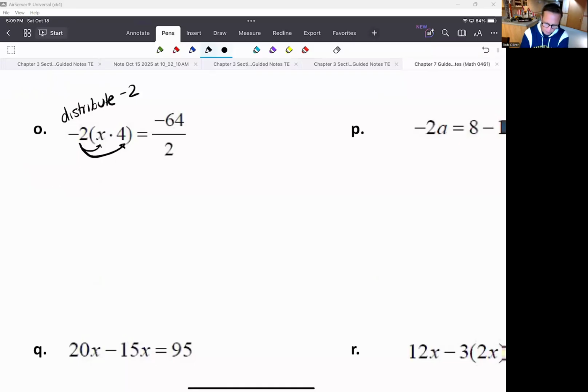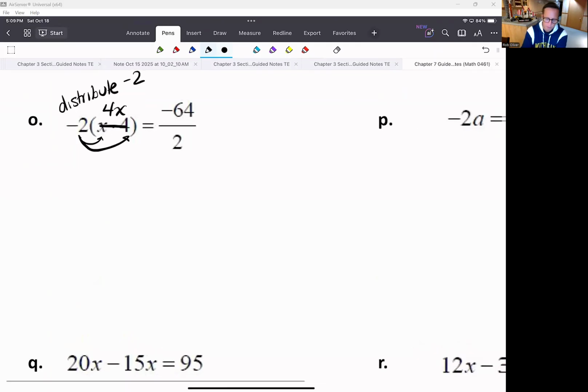Oh, you know what? I'm not going to distribute. I'm just going to think of that as 4x. Kind of a weird way to write a problem, but whatever. All right, I'm going to just think of that as negative 4x, and so negative 2 times 4x is negative 8x.